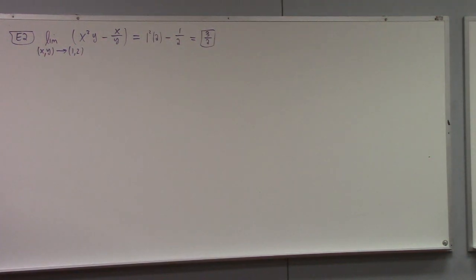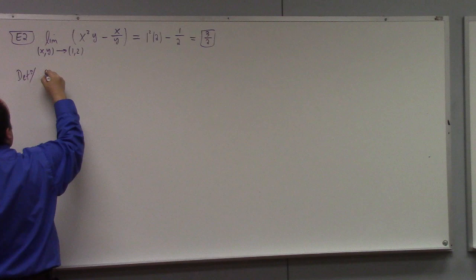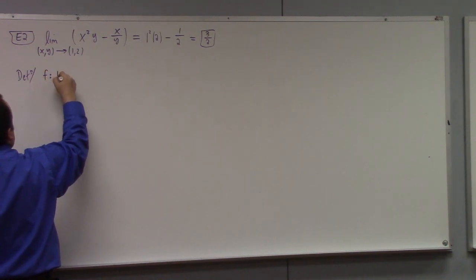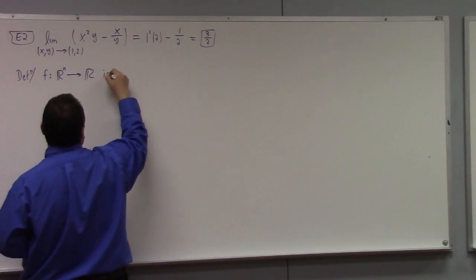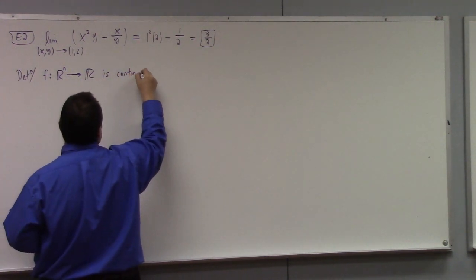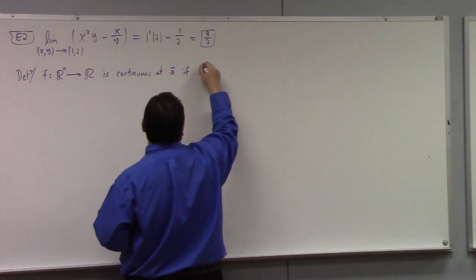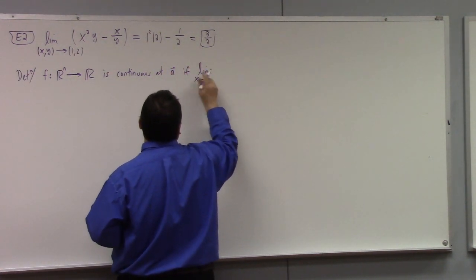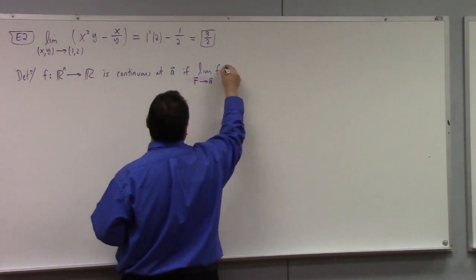All right. What would we mean by continuity for a function of several variables? I'll give you the n-dimensional definition just to be lazy. f, a mapping from R^n to R, is continuous at a if the limit as r vector goes to a of f of r equals to what?